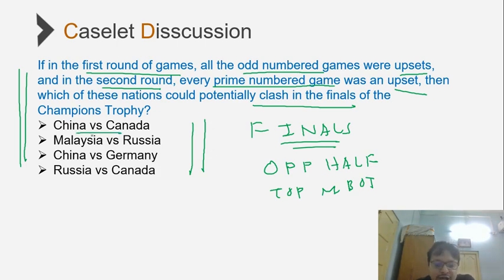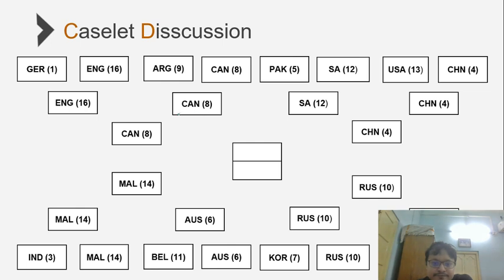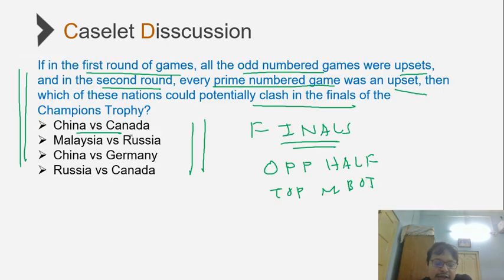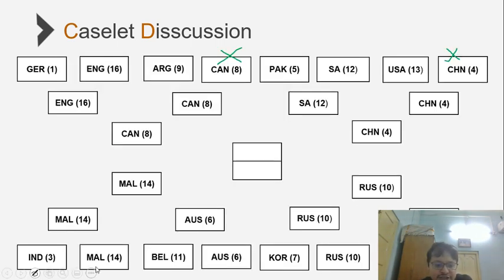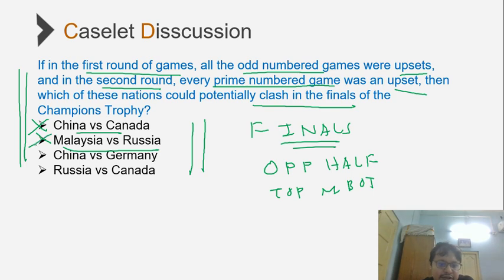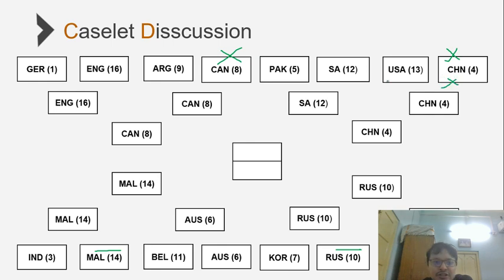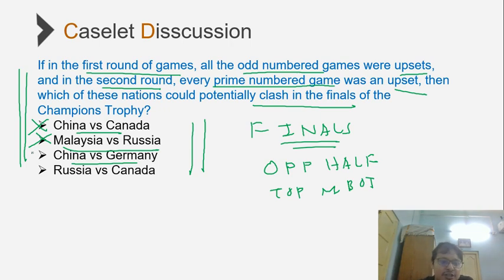First one says China and Canada. Canada is top half, China is top half, so that is an incorrect option. Malaysia and Russia. Malaysia is bottom half, Russia is bottom half. Again, that is an incorrect option. China versus Germany. China is top half, Germany is top half. Again, two top half teams cannot play in the finals, so that is also an incorrect option.